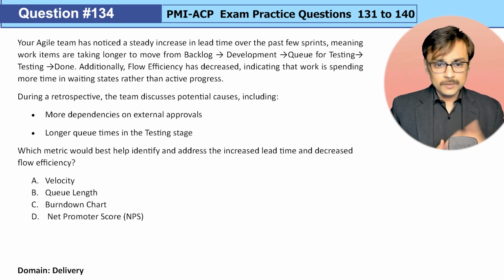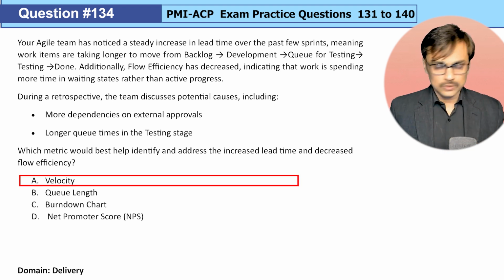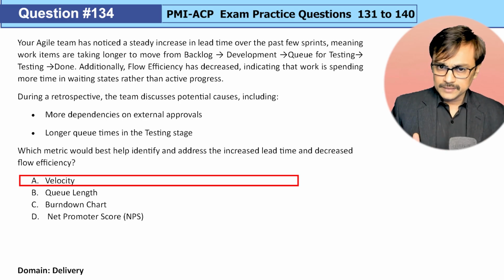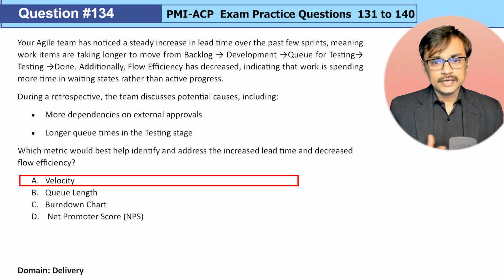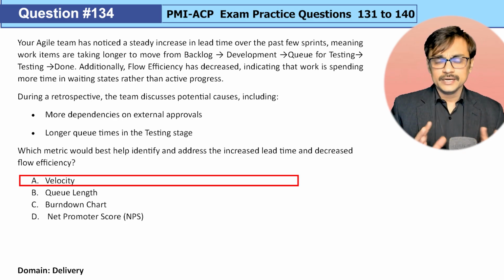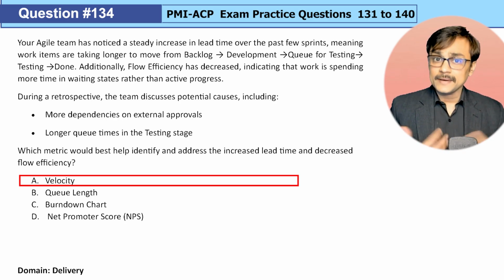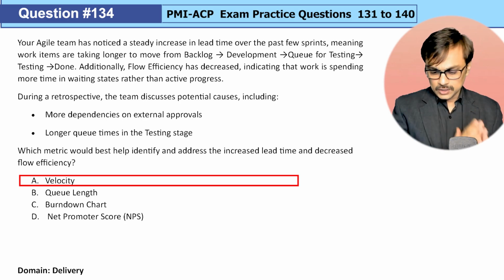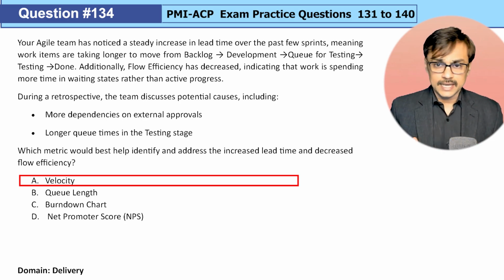So let's look at the options. Velocity. The answer is no. Velocity does not help there. Velocity is a sprint level metric, and it may not take care of my flow efficiency for individual work items. It may give some indication of our capacity or throughput, but not of bottlenecks and the cycle time. Indirectly, they may correlate, but it's not a great metric for this analysis.